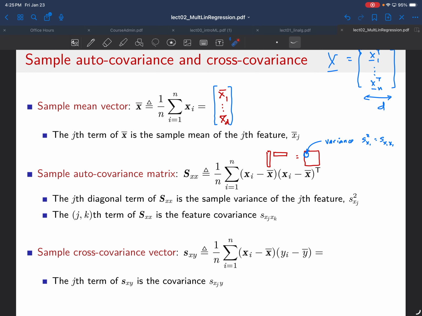Okay, so anyway, what we've done now is, we have the sample mean vector, x bar, and we have the sample autocovariance matrix, which is basically like the extension of variance to a vector of features. But here we're looking at only the features alone. We also want to look at the correlation, or really covariance, between the features and the targets. And that's what we have down here.